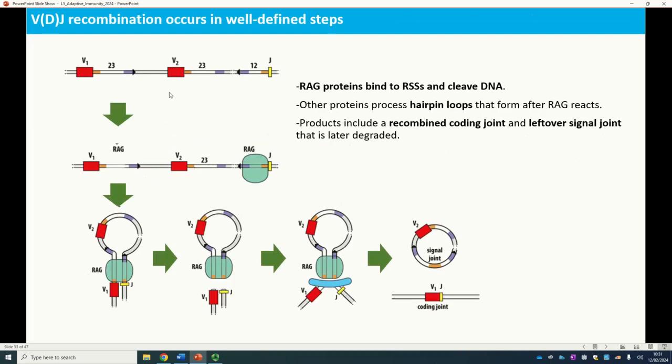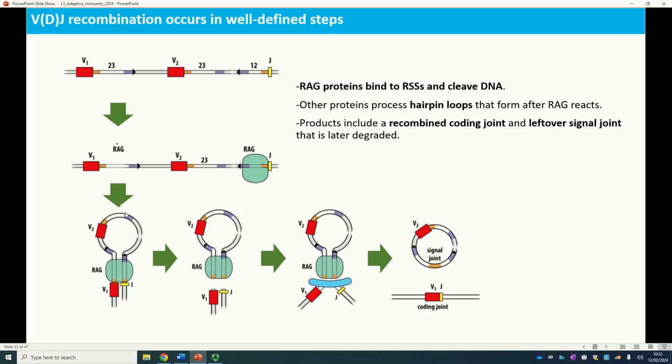So you can see here we've got our RSSs. What will happen is RAG will come along and bind to the RSS sequences that it's going to combine. You can see here that RAG is binding to this 12 base pair RSS, and it will also bind to this 23 RSS that's further down. In this instance we want to join this V segment with this J segment, so we want to remove what's in the middle. So the RAG will bind here, and it will also bind to the other RSS.